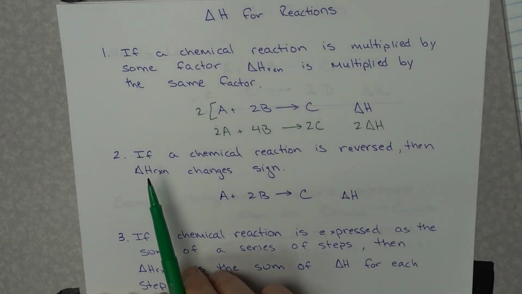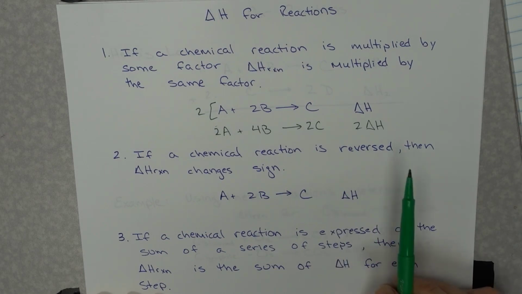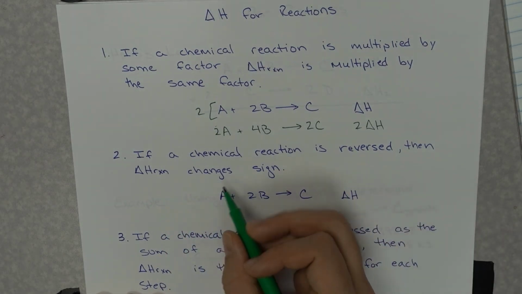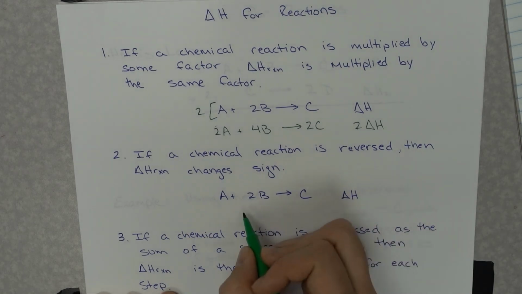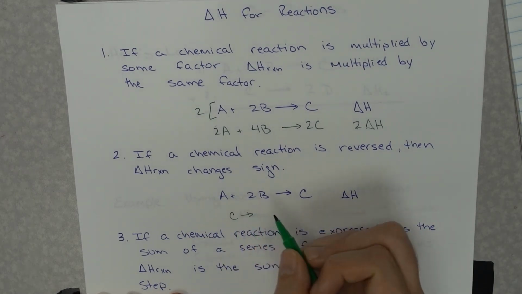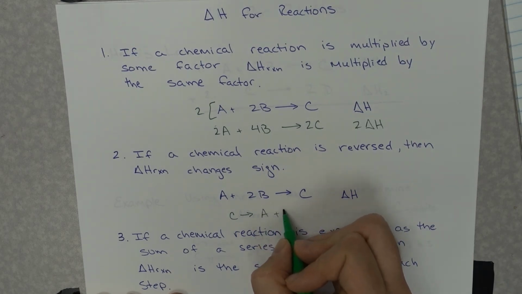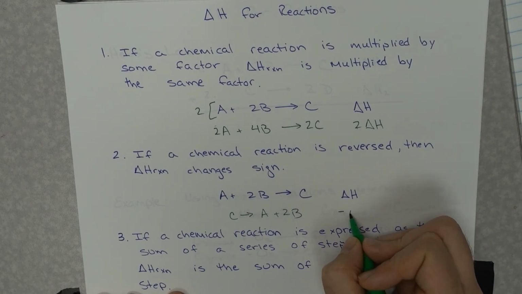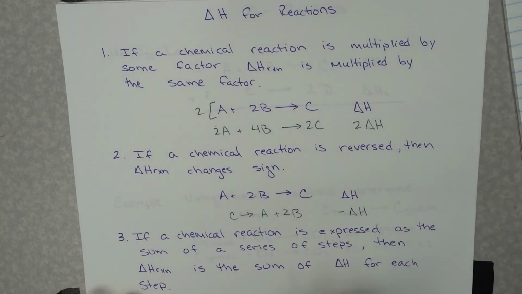A second is that if a chemical reaction is reversed, then the delta H changes signs. So if I decide to run this reaction backwards, so C, instead of being my product, is now my reactant and becomes A and 2B, then whatever delta H was, now it's the opposite, so negative delta H. So if this was exothermic, now this is endothermic.